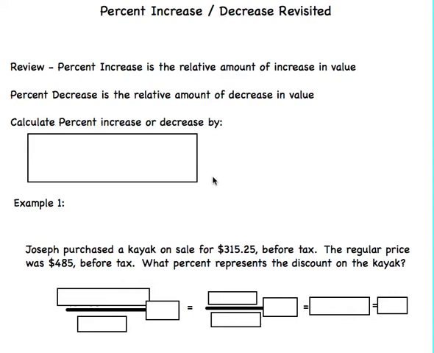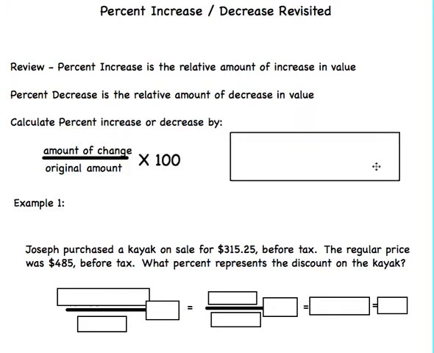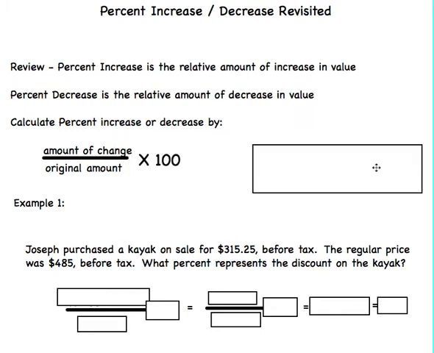Today we're going to revisit percent increase and percent decrease. To review, percent increase is the relative amount of increase in the value, whereas percent decrease is the relative amount of decrease in the value. Remember, to calculate percent increase or decrease, we take the amount of change divided by the original amount and multiply that value times 100.